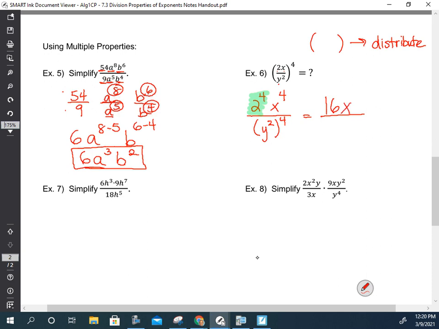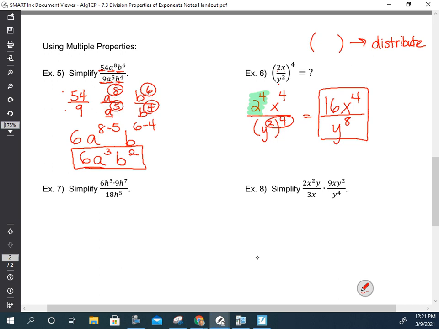X to the 4th stays x to the 4th. So, I can't keep those 2 exponents. I have to do something with them. So what can I do with those 2 exponents? Multiply them. And guess what? That's what we did yesterday. Now we're combining what we did yesterday and today. That means what we did yesterday can also be used today.